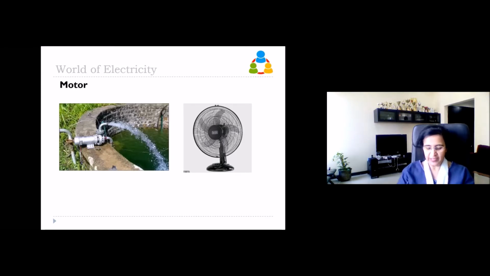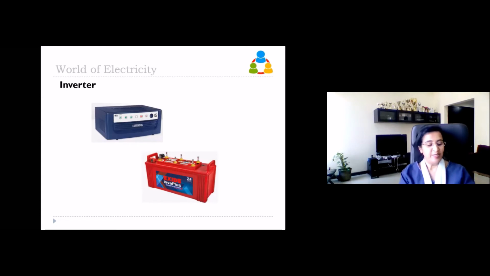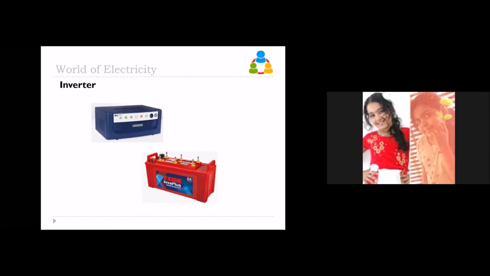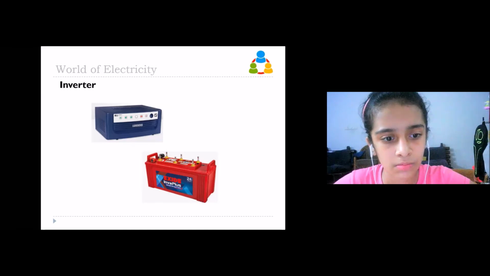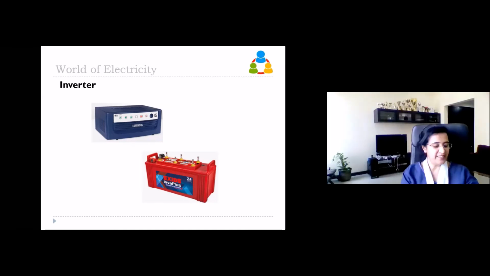Now, do you have inverters in your home? Yes. Okay. Do you know what an inverter is? What does the inverter function as? What does the inverter do? So who said yes? What does an inverter do in your home? What do you think? If the inverter is not there at home, what will happen? Anyone? You can unmute and say.